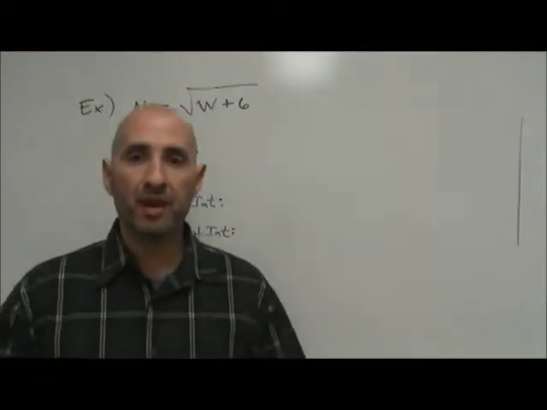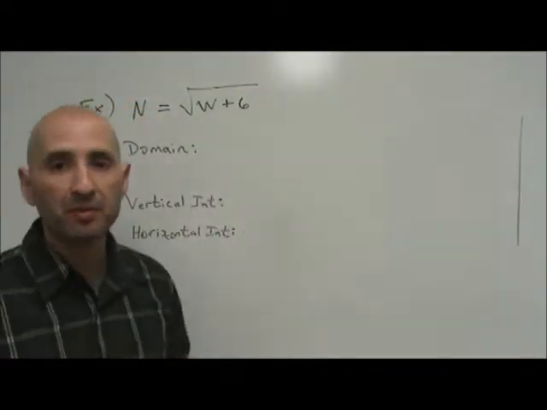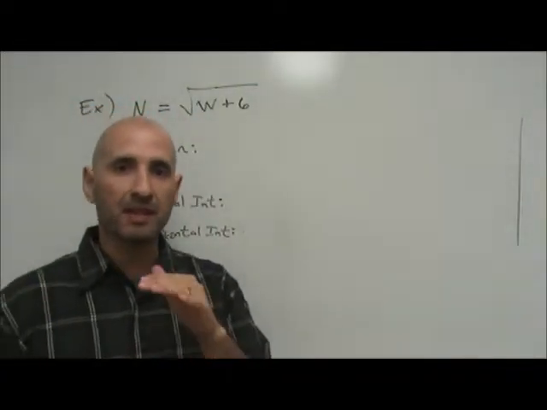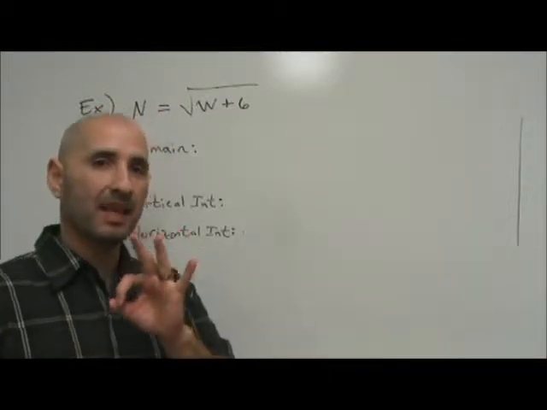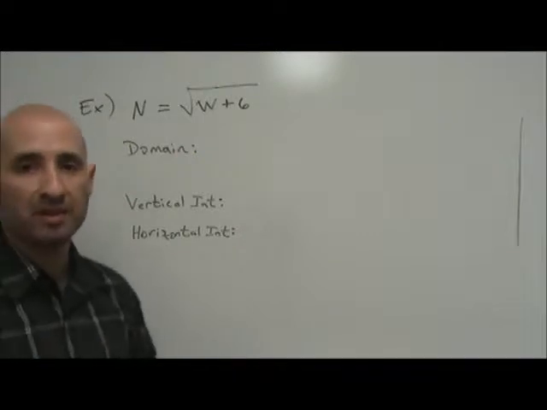Here's another example of a radical function, in particular a square root function. We have n equals the square root of w plus 6, w plus 6 being underneath the radical sign. Let's look for the three items here: domain, the vertical intercept, and the horizontal intercept.